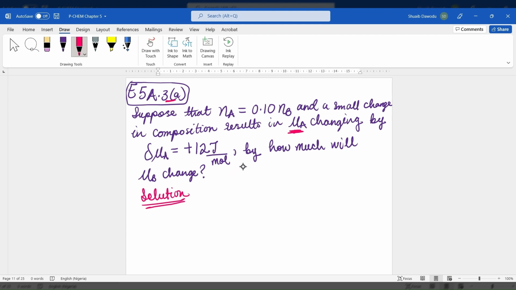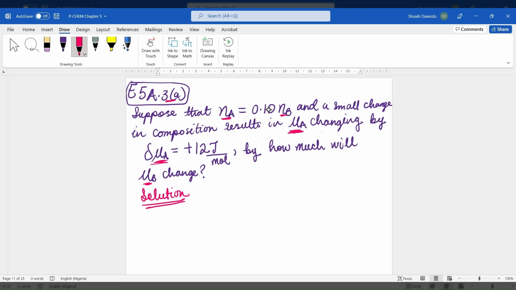I want to quickly mention that n sub A is just the number of moles of component A, and n sub B is the number of moles of component B in the mixture. Mu sub A is the chemical potential of component A, and the change in mu sub A is the change in chemical potential of component A. And the change in mu sub B is the change in chemical potential of component B.